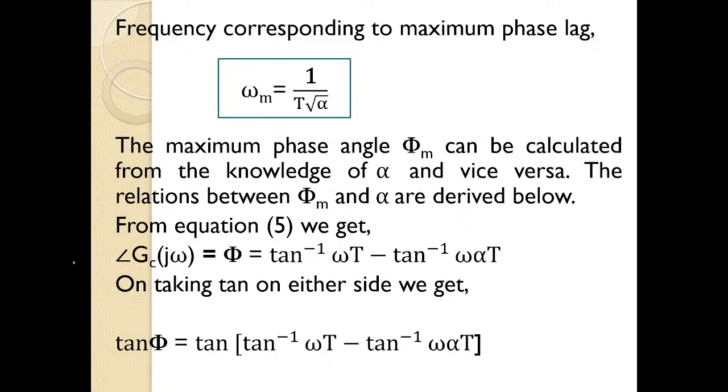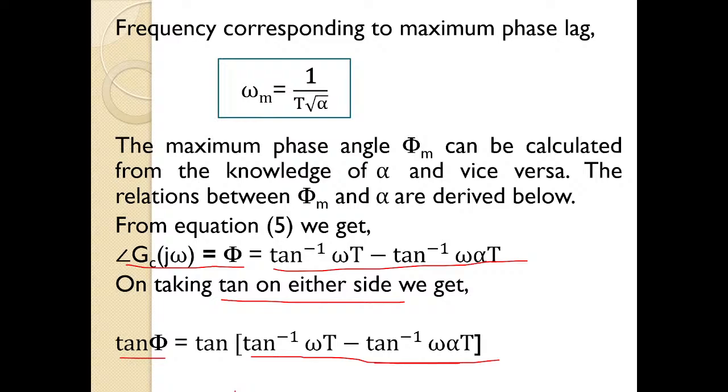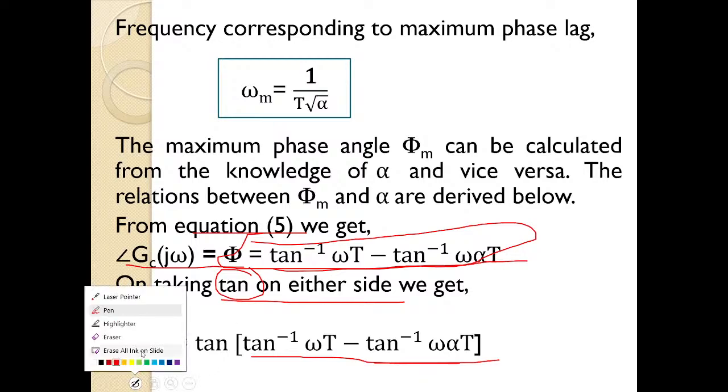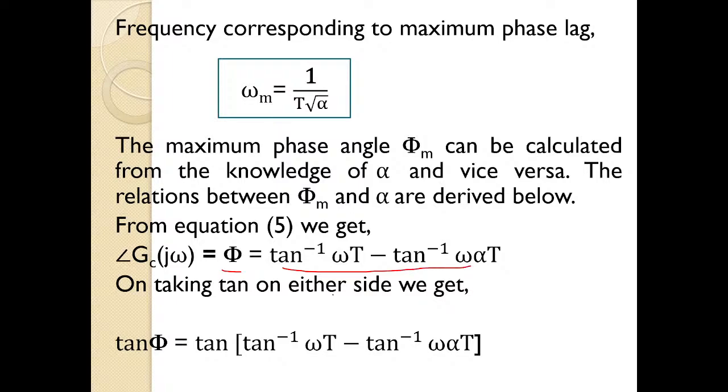Now let us consider the phase angle phi. What is it? Tan inverse of omega t minus tan inverse of omega alpha t. Now take tan on both sides of this. So phi is on the left side, so tan phi. On the right side, tan of (tan inverse of omega t minus tan inverse of omega alpha t). This is our phase. Just multiply tan to the left side and the right side of the above equation.